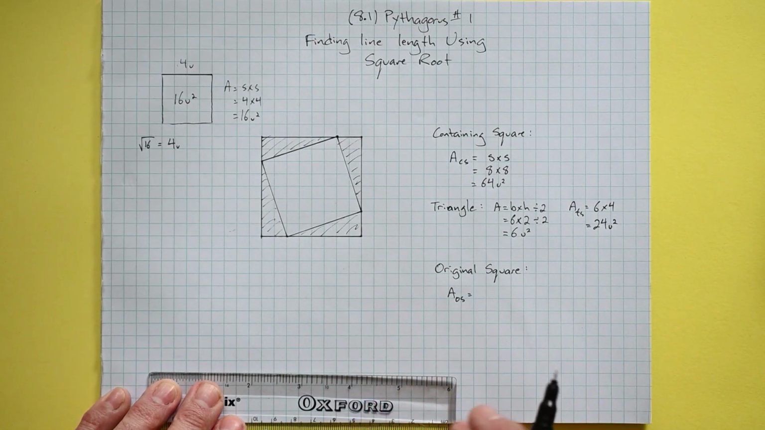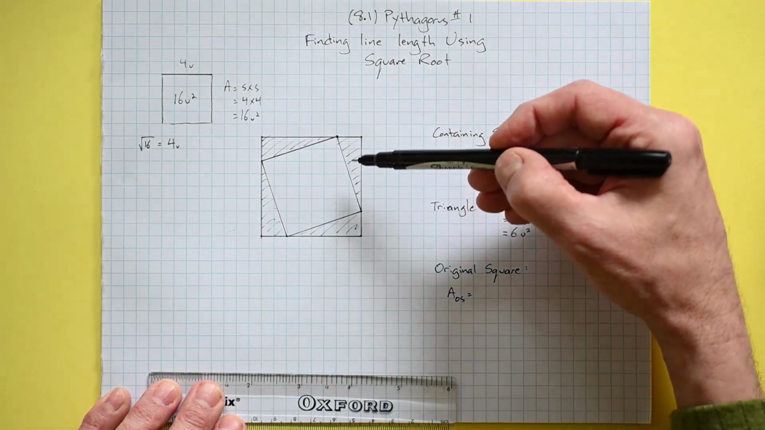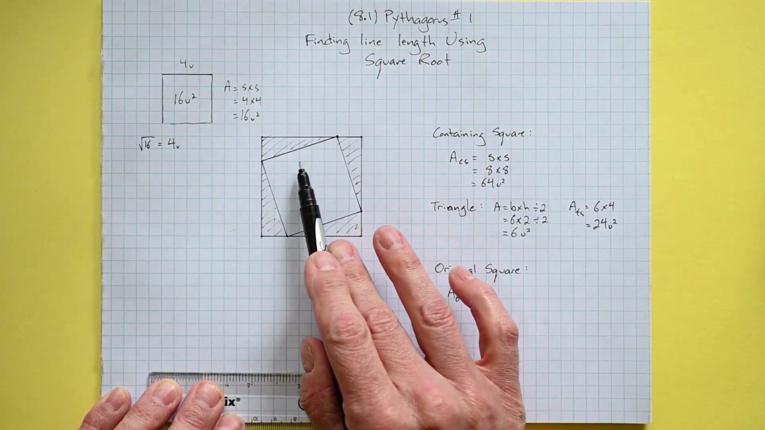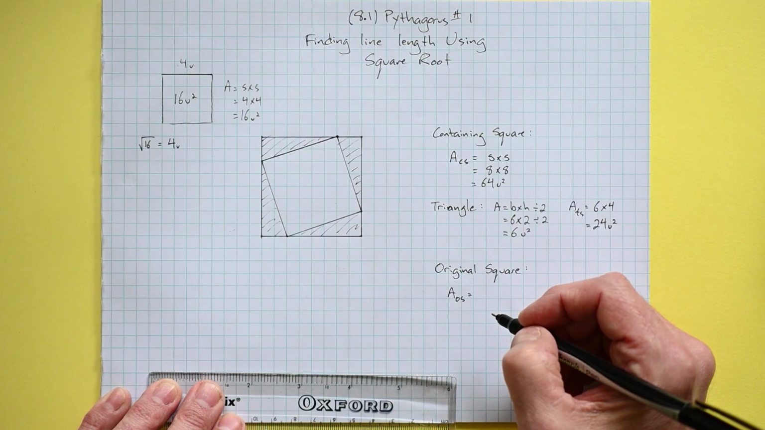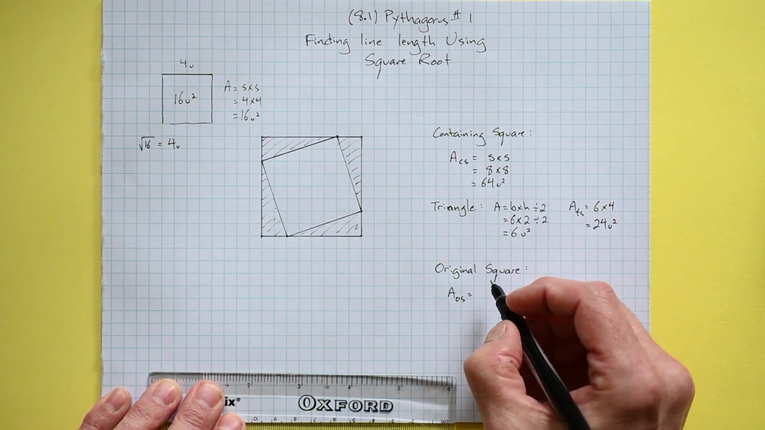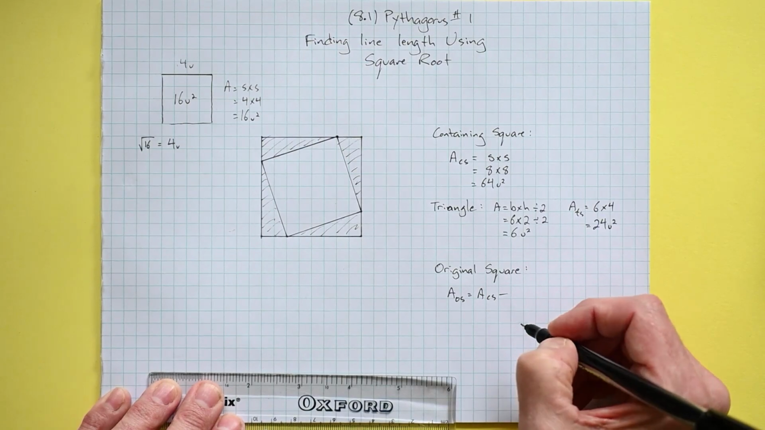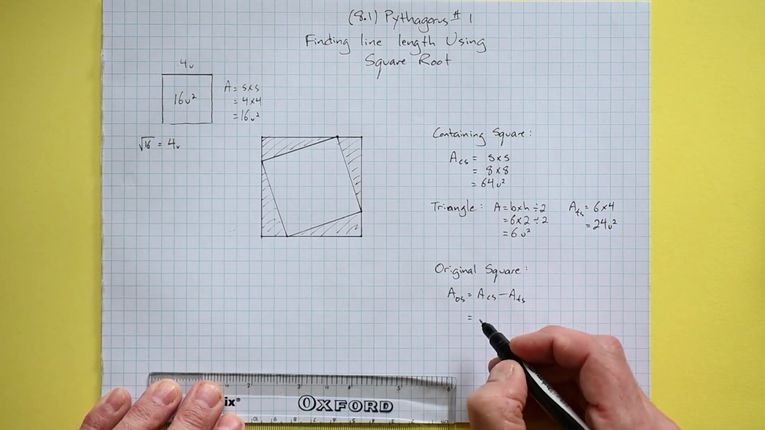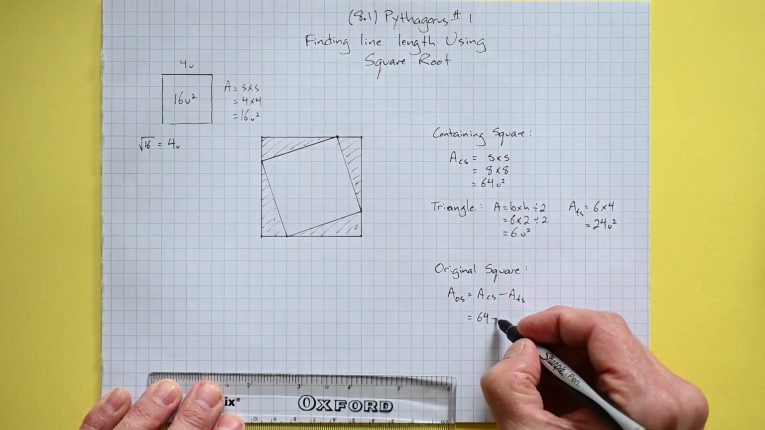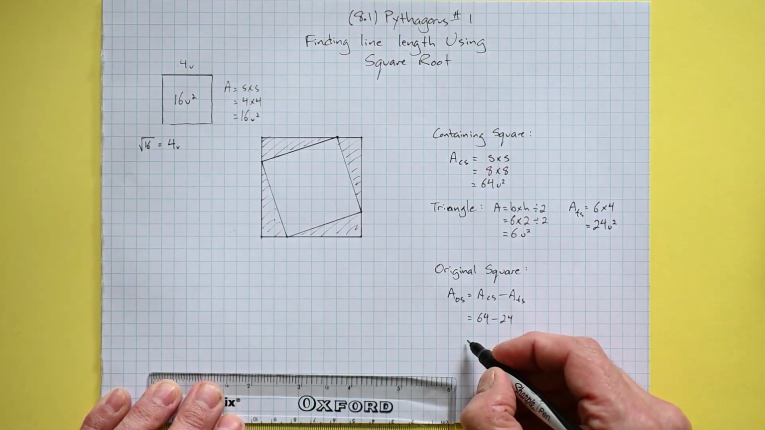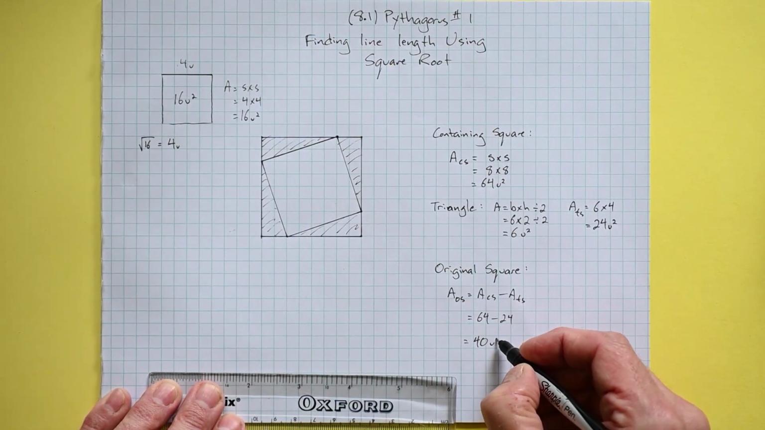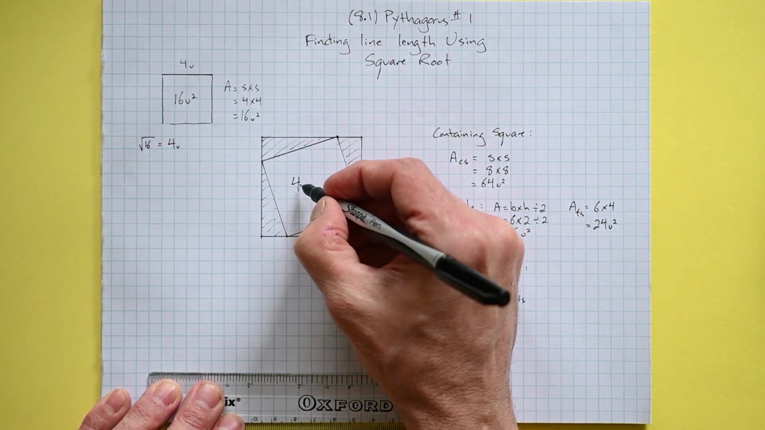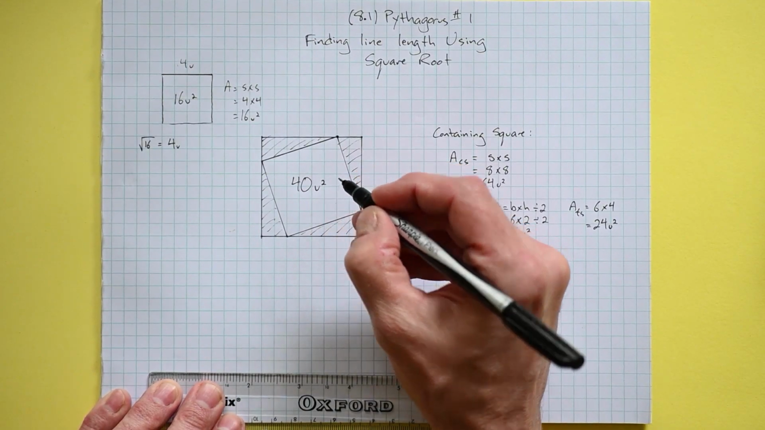All right, so we now know the area of the large containing square. We know the area of the shaded region. How do we get this area? Yes, we take the area of the containing square and we subtract the area of the triangles, and that will give us the area of the original square. So that is the 64 minus the 24, and that is 40 units squared. So our original square has an area of 40 units squared.